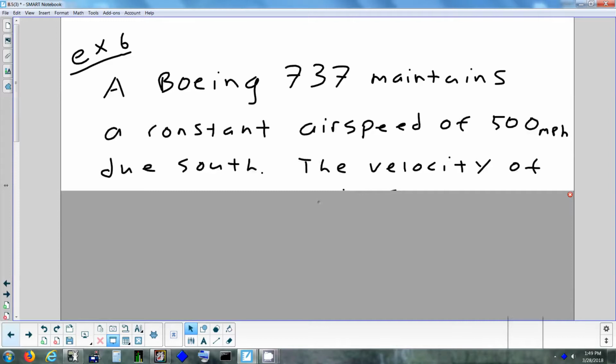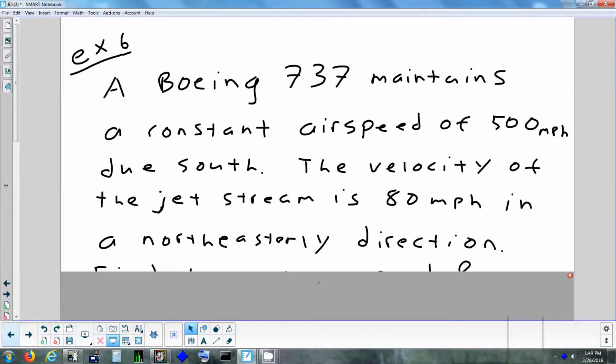So this plane is maintaining an airspeed of 500 miles an hour south. Our goal is we have to turn that into a vector. So south has an angle, which we need to know, and it has a magnitude. Those are the two things you need to write a velocity vector. We already know the magnitude. We have to figure out the angle for south.